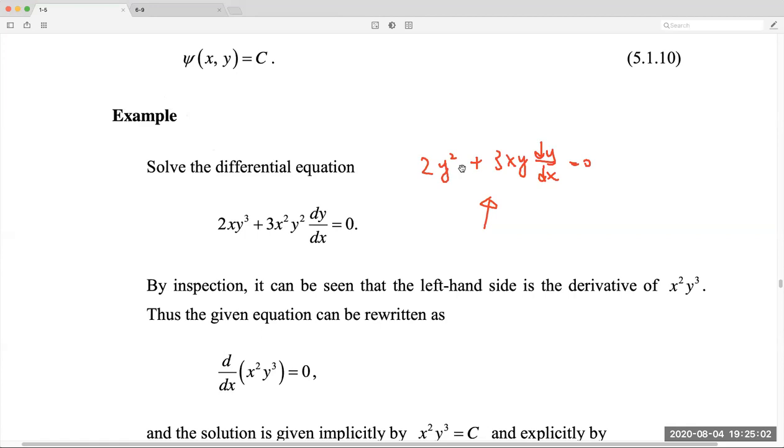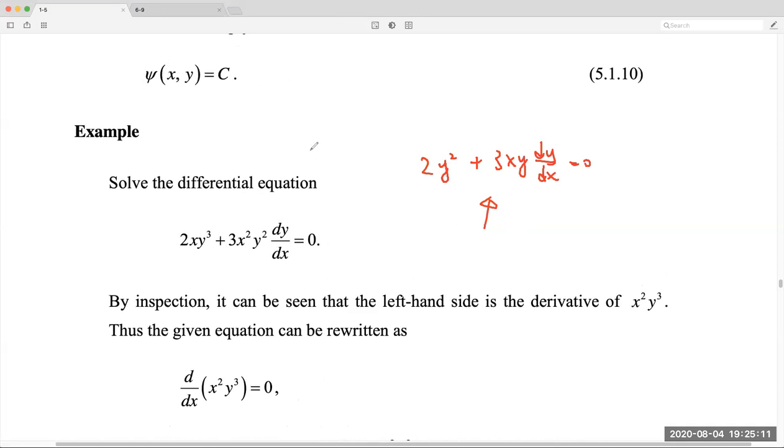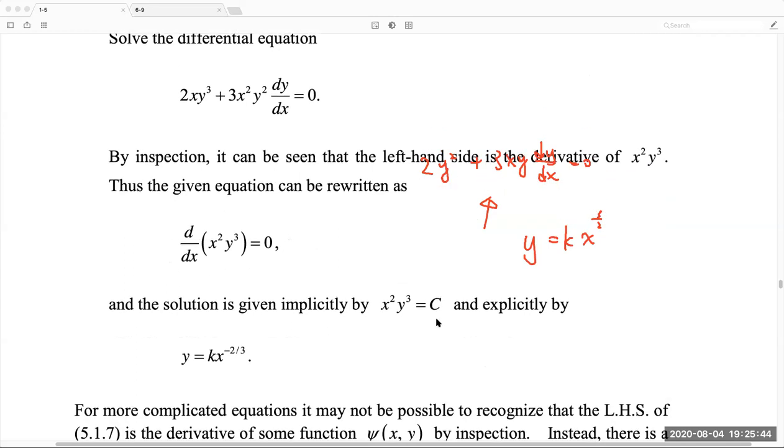y is equal to x to the power of -2/3. Is there a constant there? Oh yeah, let me. So this y equals kx to the power of 2/3. So they will give you the same answer, okay?